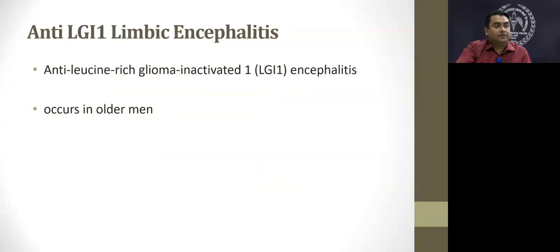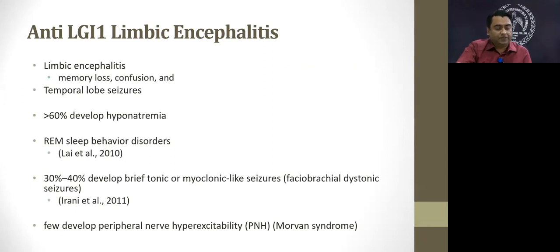Going on to LGI1 limbic encephalitis, the majority is found especially in males above the age of 60, with a limbic encephalitis presentation of memory loss, confusion, and temporal lobe seizures. Another characteristic finding is that more than 60% have associated hyponatremia and also present with REM sleep behavior disorder.